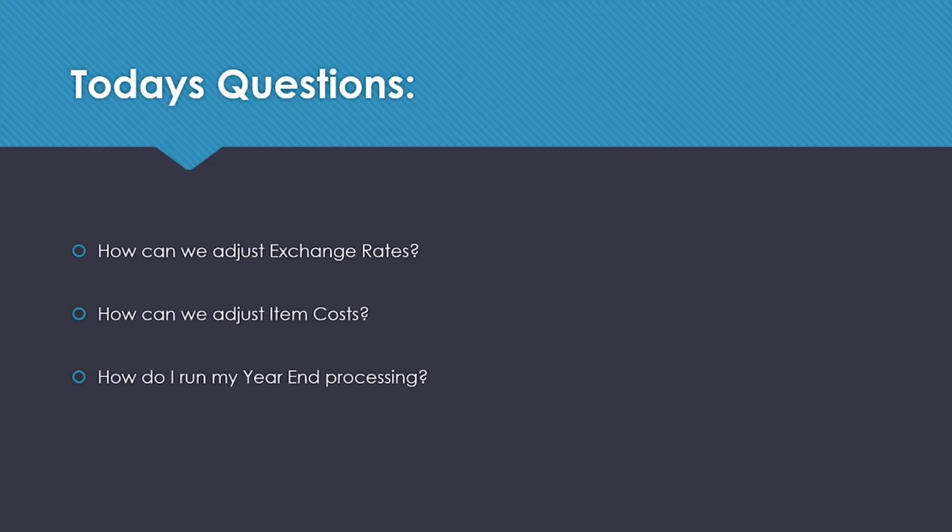We've got three questions. Firstly, how can we adjust exchange rates within the system? Secondly, how can we adjust item costs? And thirdly, how do I run my year-end processing? Wonderful questions to start off with. So we're going to start looking at how can we adjust exchange rates.